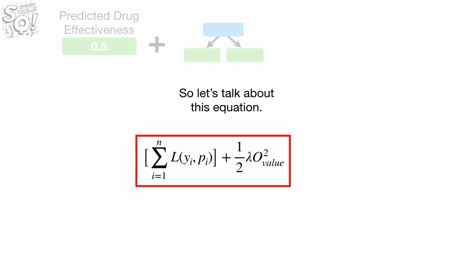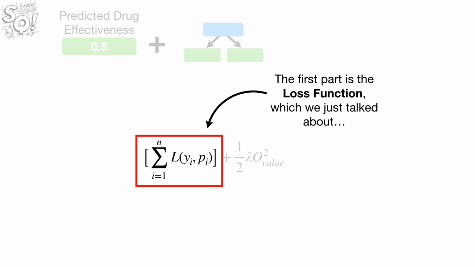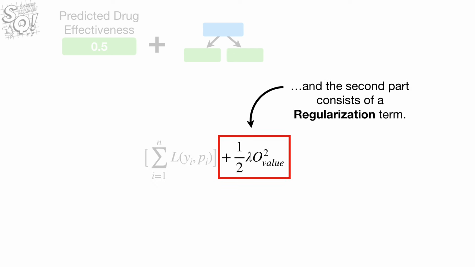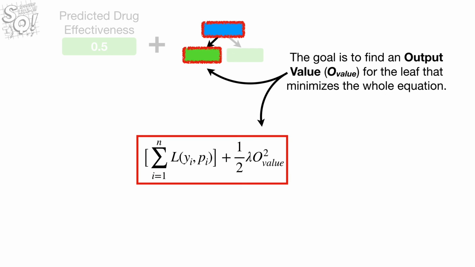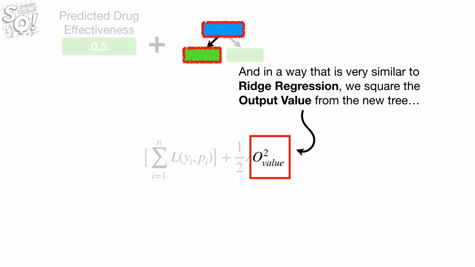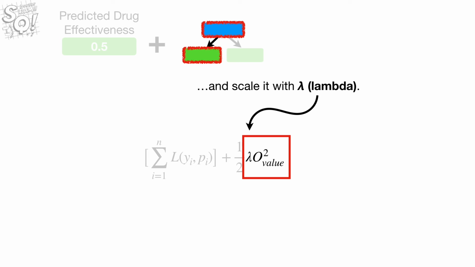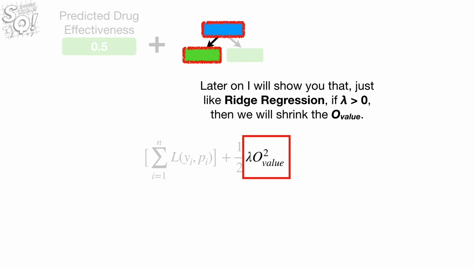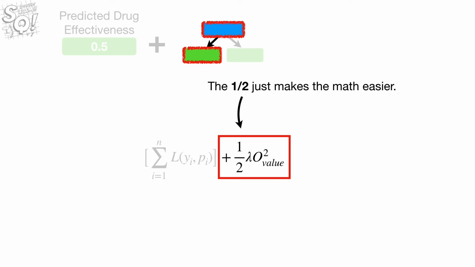So let's talk about this equation. The first part is the loss function, which we just talked about. And the second part consists of a regularization term. The goal is to find an output value for the leaf that minimizes the whole equation. And in a way that is very similar to ridge regression, we square the output value from the new tree and scale it with lambda. Later on, I will show you that, just like ridge regression, if lambda is greater than 0, then we will shrink the output value. The 1/2 just makes the math easier.